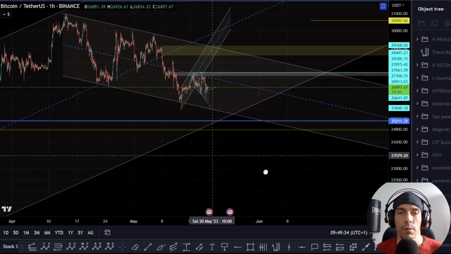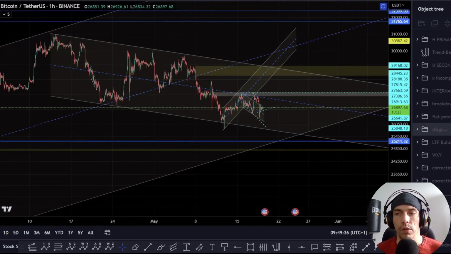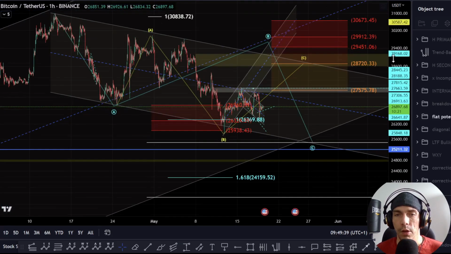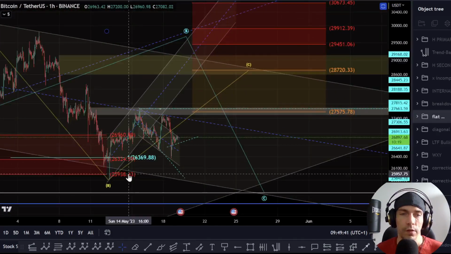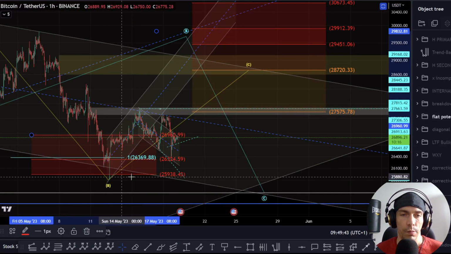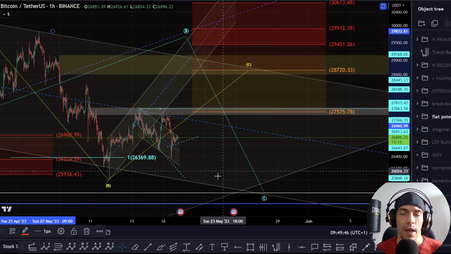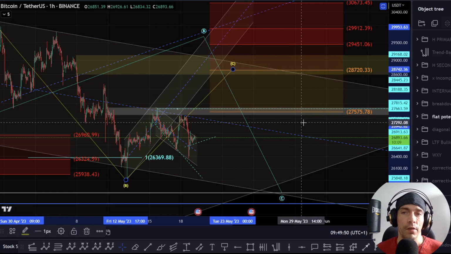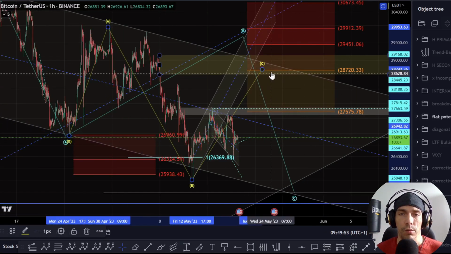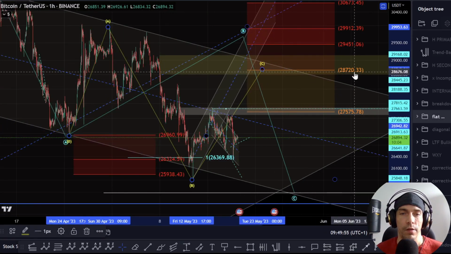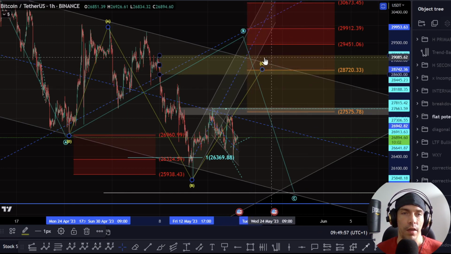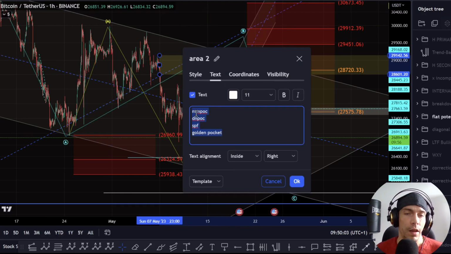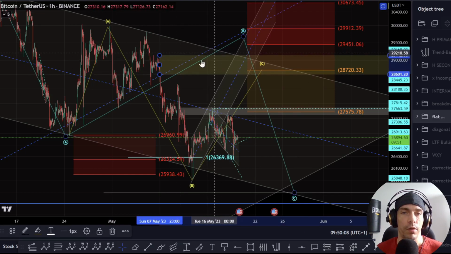Now, some of the other things that we were discussing here was the potential that within this we could see a flat correction. So this idea is still viable. Like I said, we came down to this typical area that we look for a flat, and now we were looking for that potential that we could actually see a C wave to the upside. Now, that C wave 1-to-1 target area is right up here within this zone of 28,720, and this could actually tie in with this idea of coming back into this yellow box area, where we have monthly naked point of control, daily naked point of control, and the golden pocket is also sitting within this area.